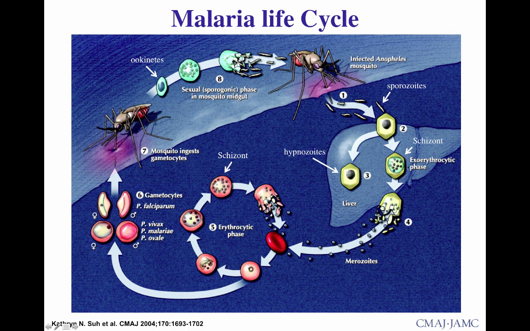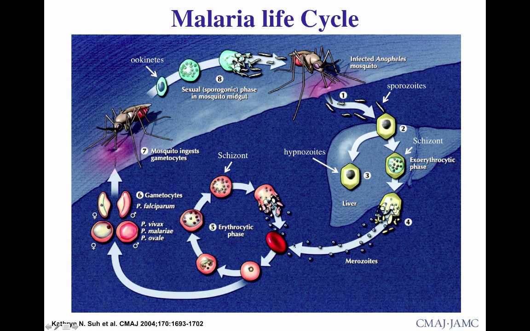Now, eventually, the schizont is going to burst, and when it bursts, it's now going to release a different type of Plasmodium into the bloodstream, and that's going to be the merozoites. The merozoites now that are flowing in the blood are the part that is going to cause the erythrocytic phase of the disease. The first phase of the disease is the exoerythrocytic phase, which is happening at the liver, and the second phase of the disease is the erythrocytic phase, which is happening in the red blood cells in blood.